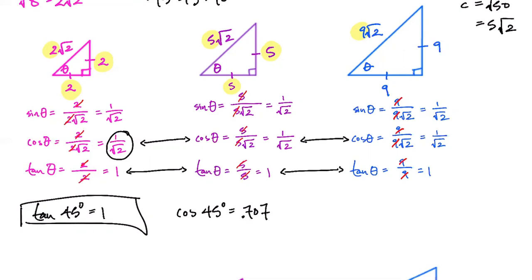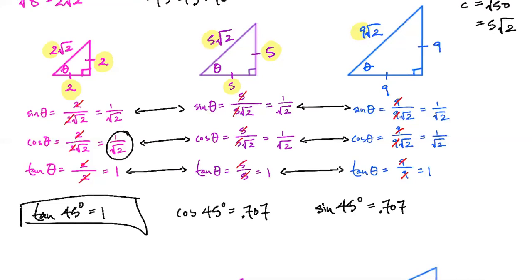And last but not least, if you type in sine 45 degrees, you should get 0.707 again, which means that for sine of 45 degrees, it doesn't matter whether that 45 degrees is in a small triangle, a big triangle, or an even bigger triangle, that ratio of opposite over hypotenuse is always going to be 0.707.